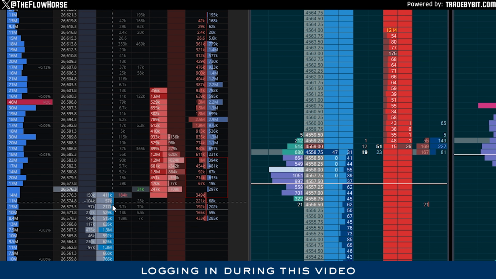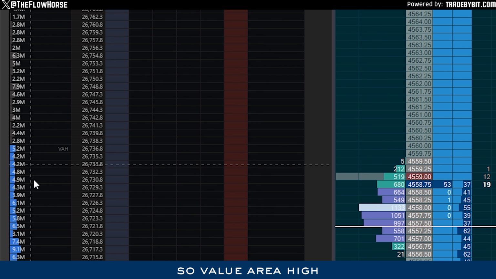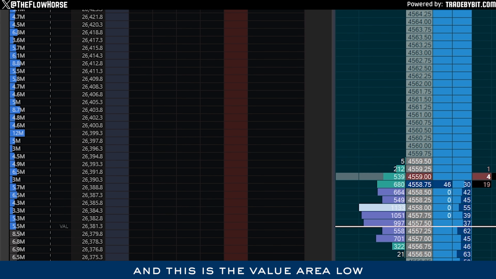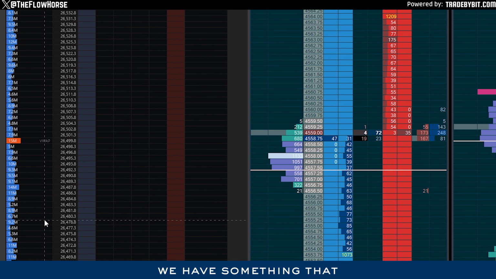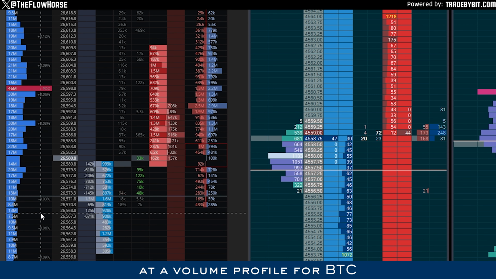So the first thing you're going to want to do is set your volume profile up. So volume profile, it's going to be in the period profile. Make sure that this is selected. Make sure that you have it set up so that you have the volume profile value area distinguished and the POC. So this is the POC. If we were to scroll all the way up, this is the high of value, so value area high. And we scroll all the way down, so that's VWAP, and this is the value area low. So already right away, we have something that is kind of redundant. We don't need to look at a market profile. We don't need to look at a volume profile for BTC. We have it right here.